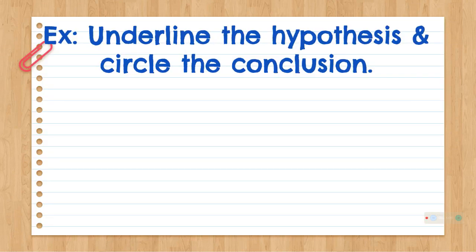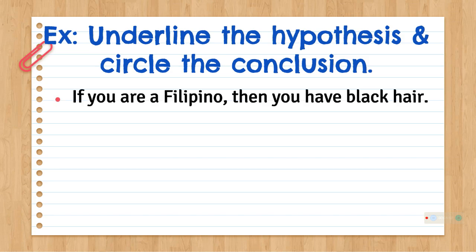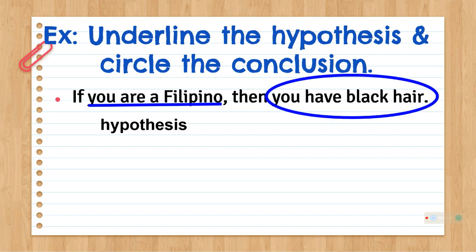Let's have this example. You are going to underline the hypothesis and circle the conclusion. The conditional statement is, if you are a Filipino, then you have black hair. Which part are you going to underline as your hypothesis and circle as your conclusion? I hope you already have your answer. You underline "you are a Filipino" because this is our hypothesis, and you encircle "you have black hair" because this will be our conclusion.